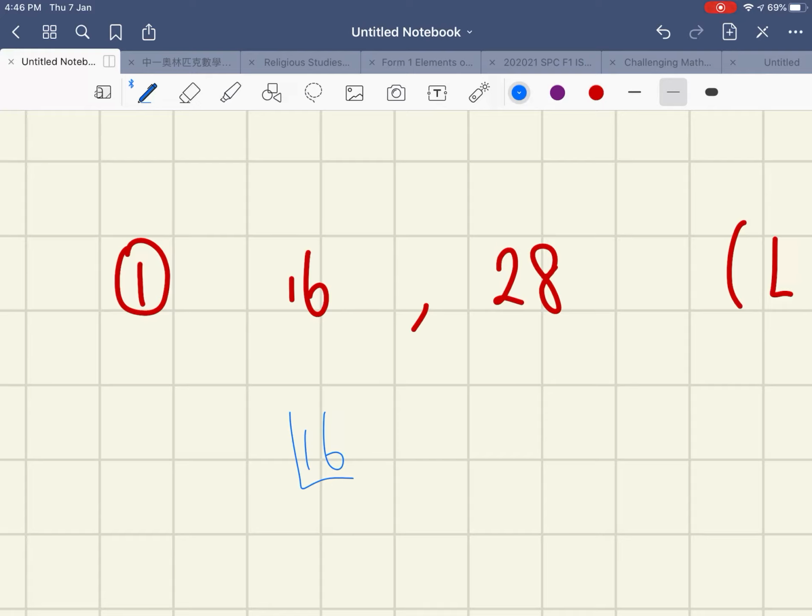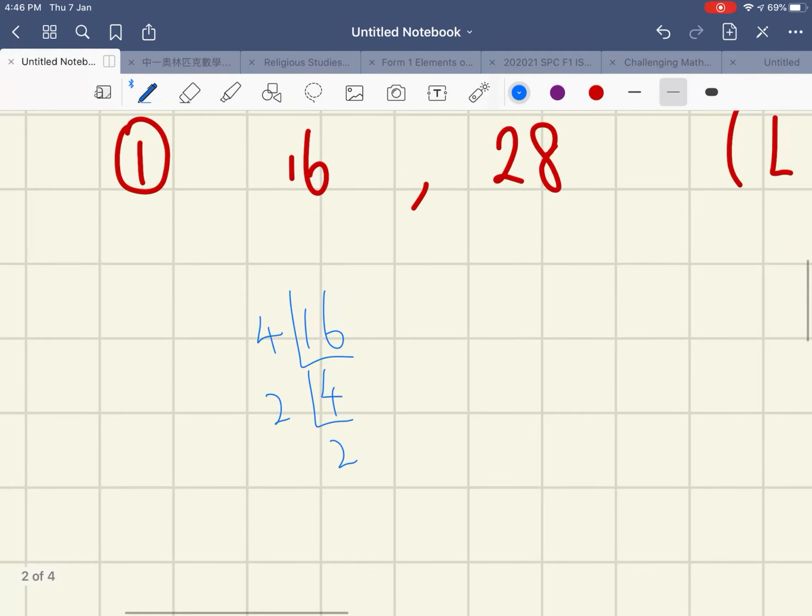We know that 16 can be divided by 4 and 2 and 8. We can choose any of them, such as 4. It equals 4, and 4 can be divided by 2, so 16 equals 4 times 2 times 2.